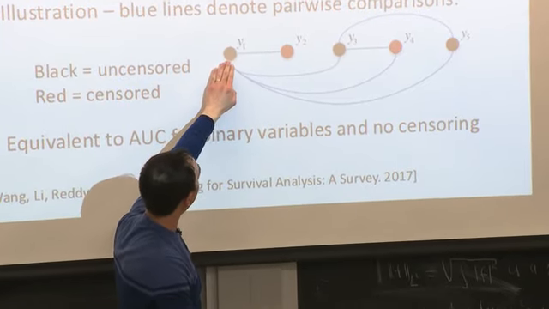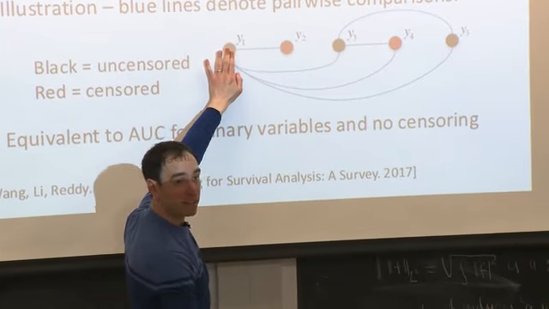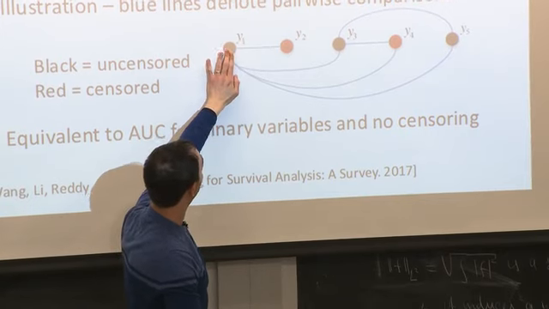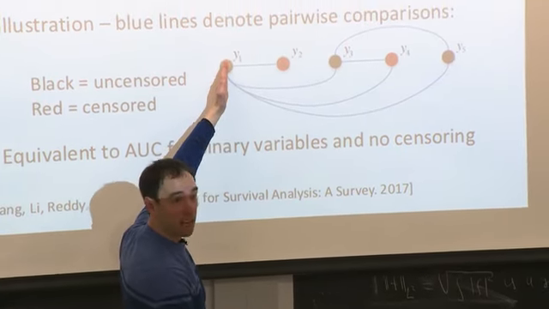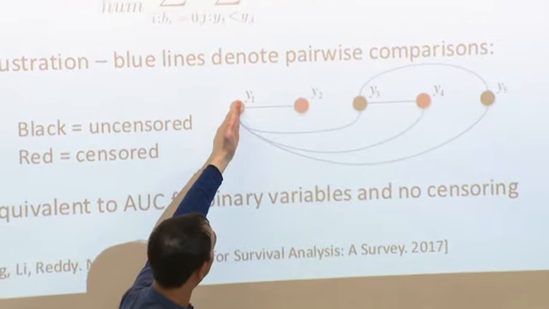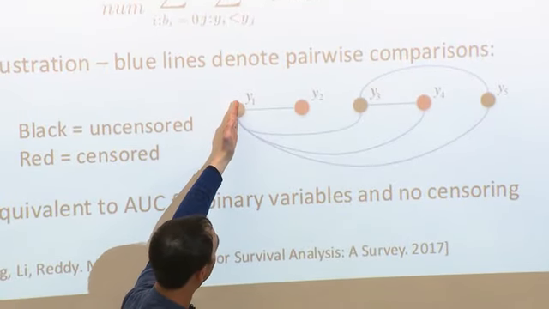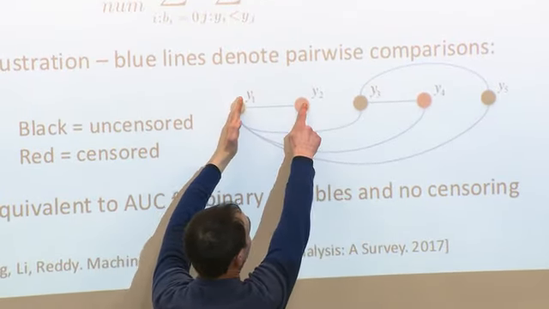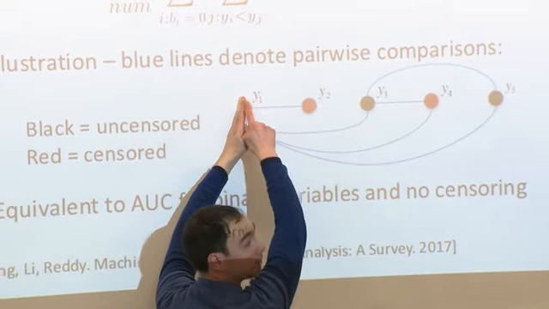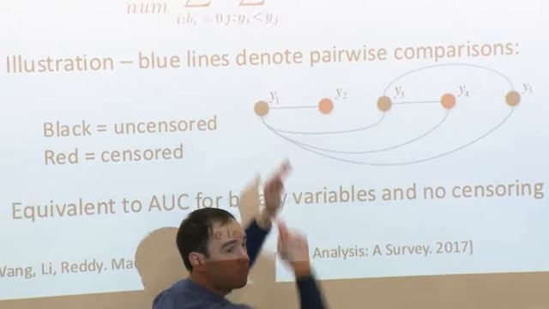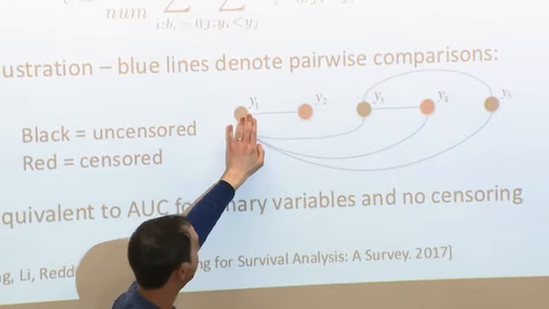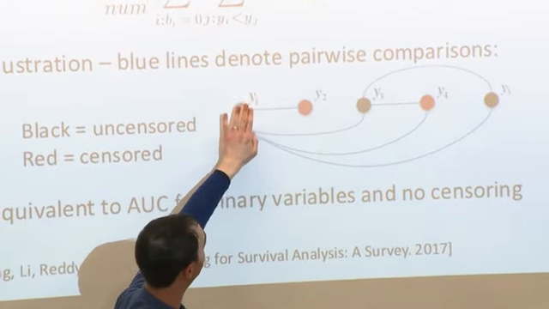gives that the probability that this event happens by this time should be larger than the probability that this event happens by this time, because this actually occurred first. And these two are comparable to each other.